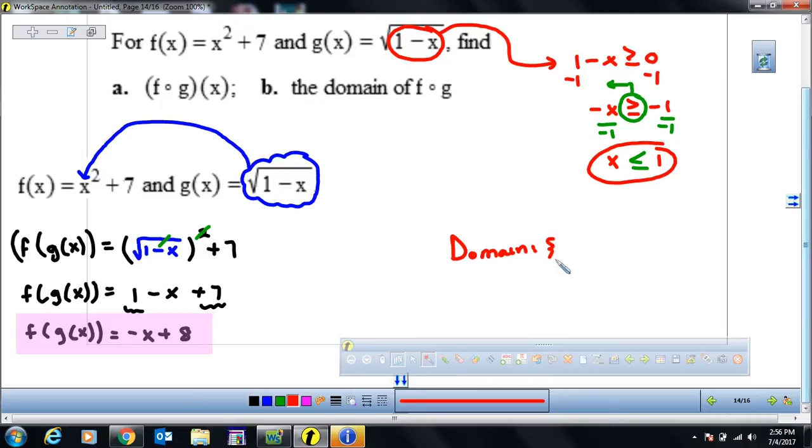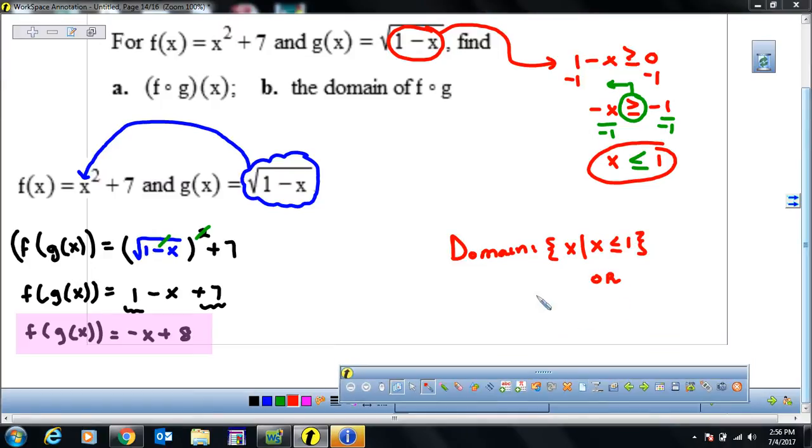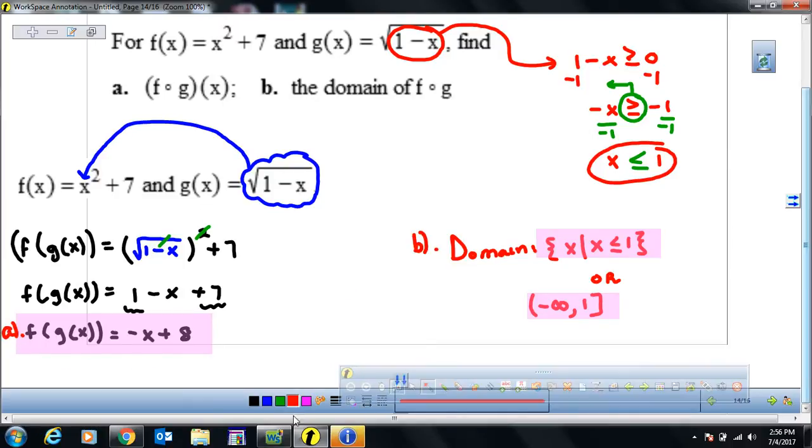So we can write it in set notation like this: the set of all x such that x is any number less than or equal to 1. Or if we write it in interval notation, we would say that the domain is anything from negative infinity all the way to positive 1, including positive 1, because less than or equal to 1 means from negative infinity to 1. So that would be the domain in either set notation or interval notation. That's the answer for letter B. And the function f of g, that's right here, that's the answer for letter A.